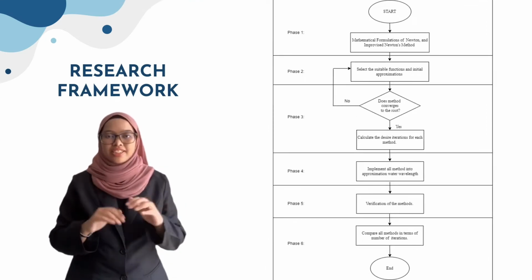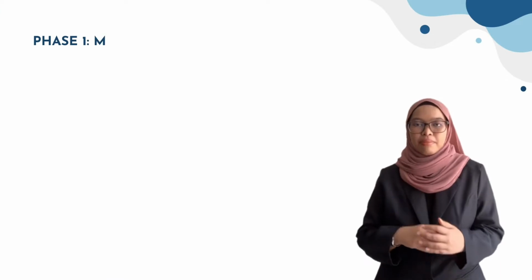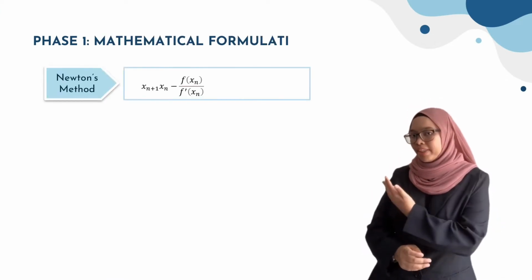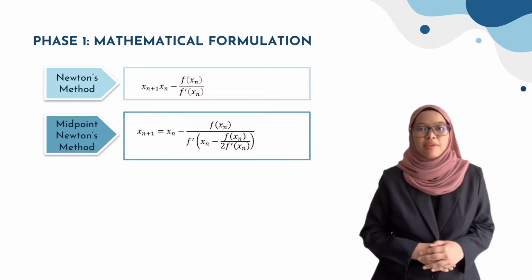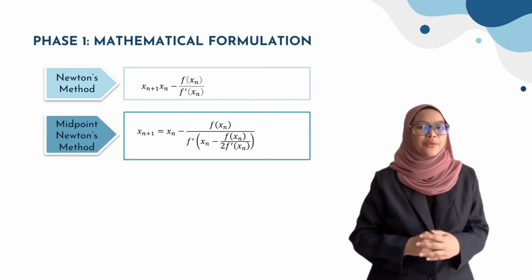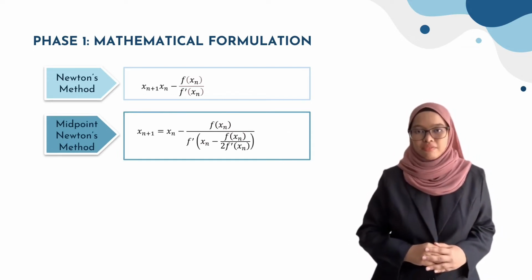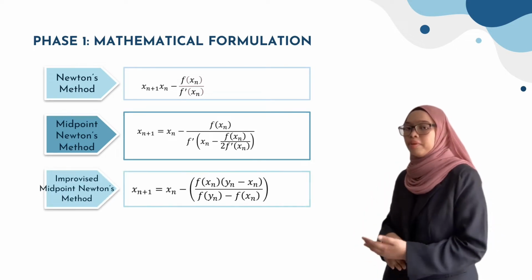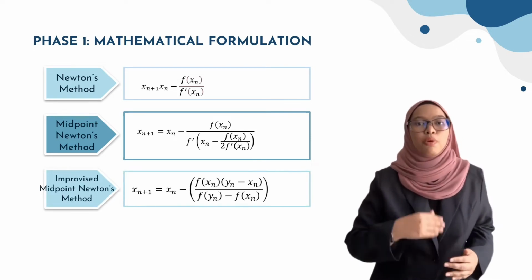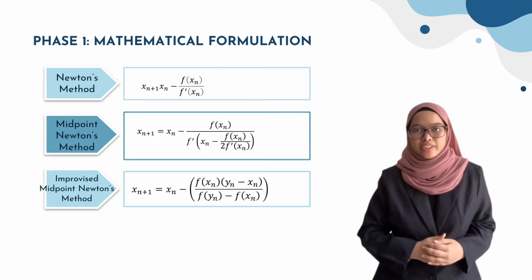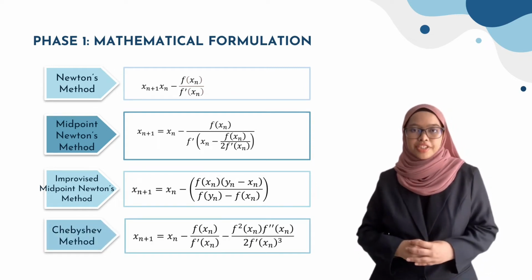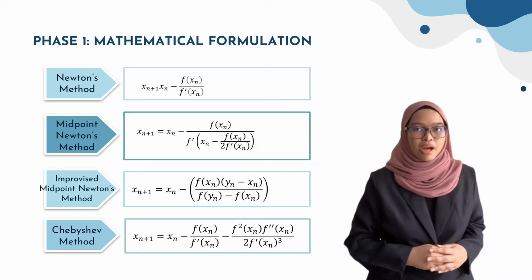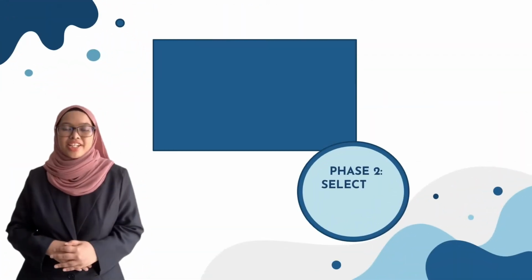There are 6 phases involved in this study. Phase 1, mathematical formulation. Newton method is derived by using Taylor series expansion. The midpoint Newton method has been improvised based on the midpoint root for solving nonlinear equations according to Muhammad 2017. Next, for the improvised midpoint Newton method, Alami and Azad 2012 proposed a new iteration by using the midpoint Newton method. Lastly, the Chebyshev method procedure was based on Newton method and the expansion of the inverse of the function f as a power series. Phase 2 is selection of suitable functions.